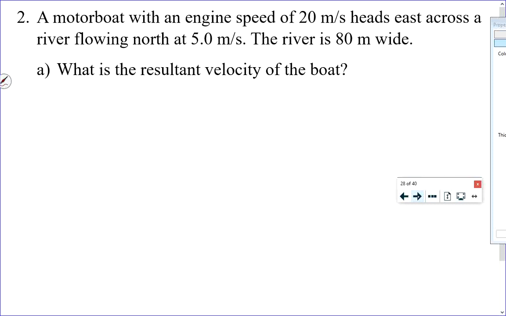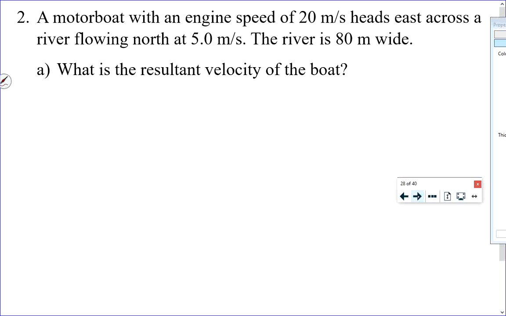So, number 2, a motorboat with an engine speed of 20 meters per second heads east across a river flowing north at 5 meters per second. This is the final example, am I right? Okay. We're still good for time. What is the resultant velocity of the boat?